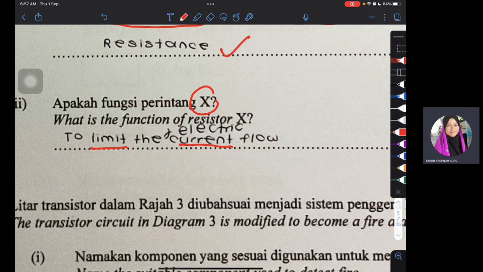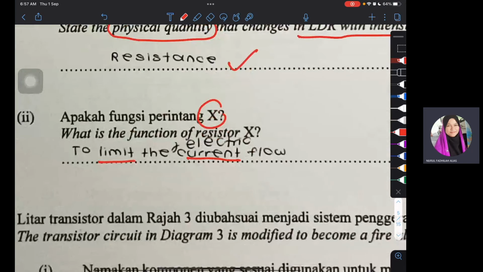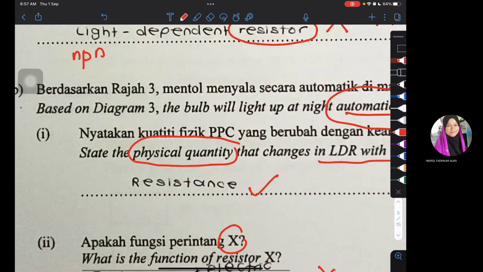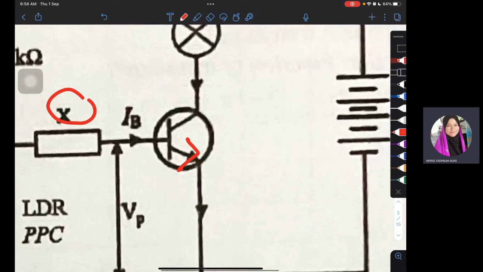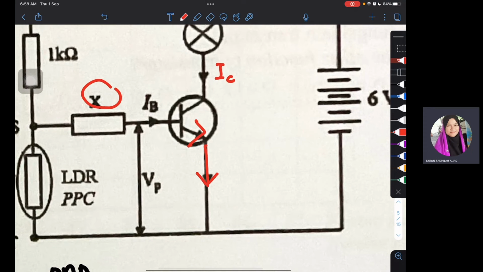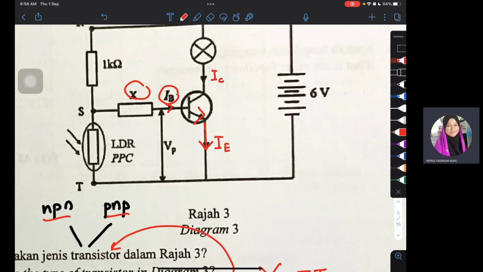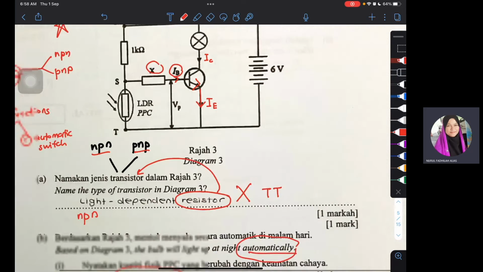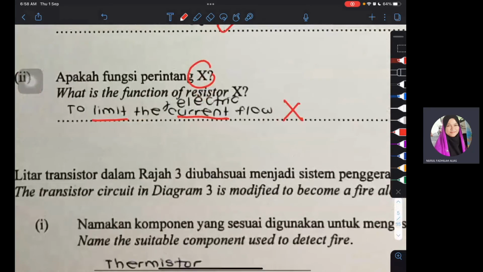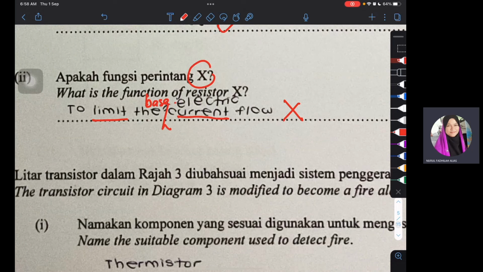Okay, tapi spesifik lah. Current apa? Current di mana? Jadi kalau ni tak dapat markah. Sebab kita tahu kat sini IC, collector current. Di sini IE, ammeter. Ini IB. So kita nak limit yang mana? IC ke, IE ke ataupun total current? Be specific. Dia kita nak to limit the base current.